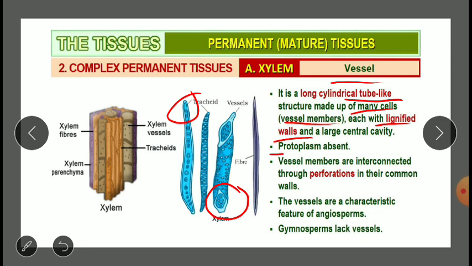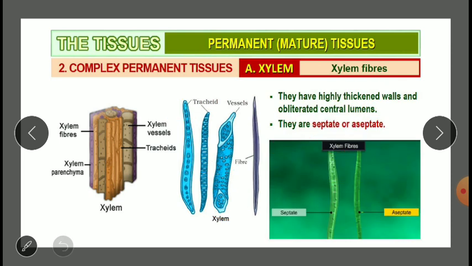Again, because they are dead, protoplasm is absent, and these vessel members are interconnected through perforations in their common walls. Perforations are nothing but the holes that you can see over here. The vessels are a characteristic feature of angiosperms. So the vessels you can see only in the angiosperms. They are not present in the gymnosperms, nor in the pteridophytes or bryophytes. Only in the angiosperms are the vessels found as the water conducting element.